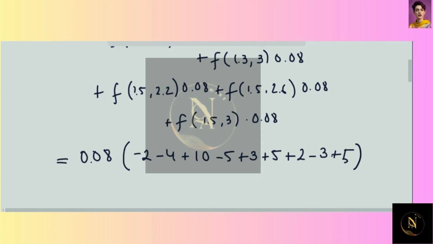So let's see, -2 -4 is -6, -6 plus 10 is 4, 4 minus 5 is -1, plus 3 is 2, plus 5 is 7, plus 2 is 9, minus 3 is 6, plus 5 is 11. So I obtain 11 times 0.08, which is what, 0.88 perhaps, right? So 11 times 0.08, yeah, 0.88. Right, so this is a value that you need to put inside the box.